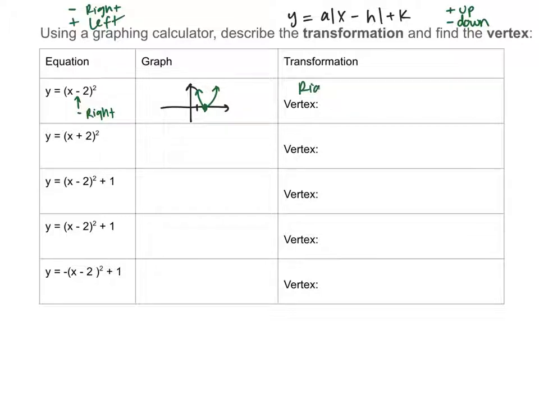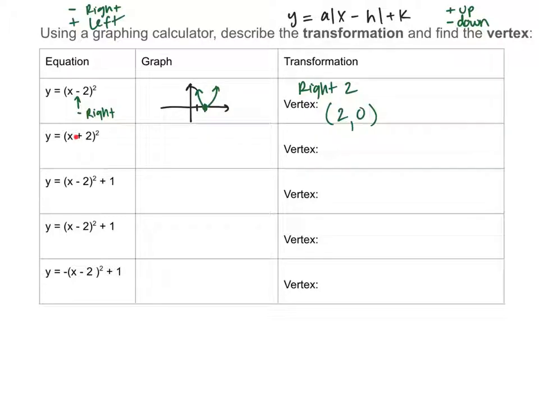So this shifted right 2 because it's a minus 2 on the inside. Now there's nothing out here, so there's no shifting up or down. And so now my vertex is sitting at, well, remember x is first, then y. So it's sitting at 2, 0, because we didn't shift the y, so it's still sitting on the x-axis. So y here is 0.